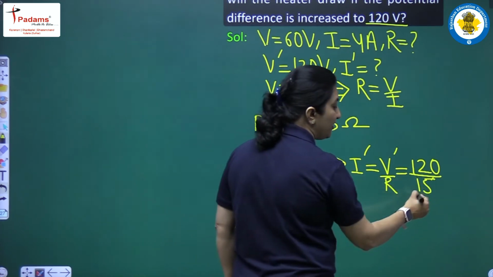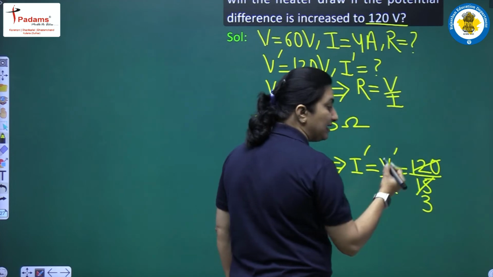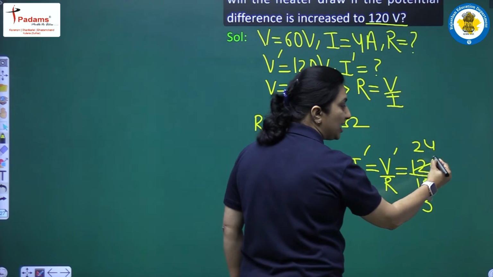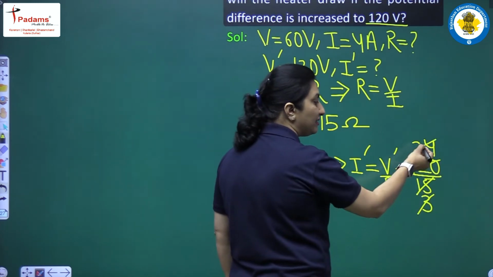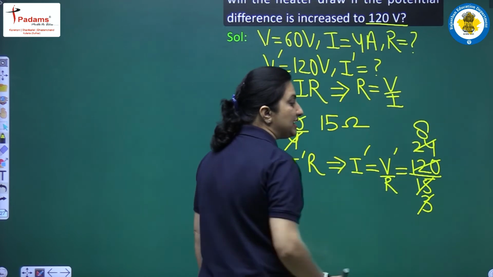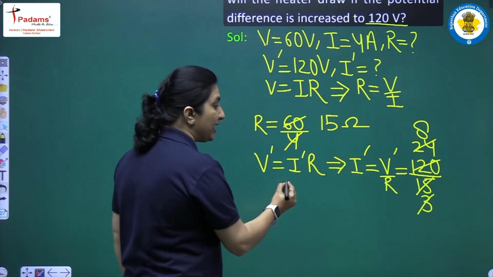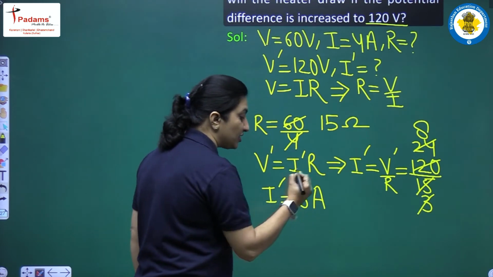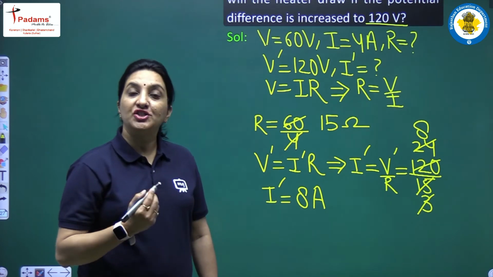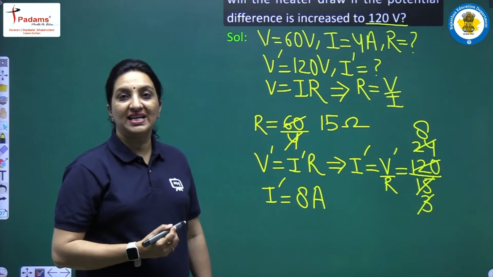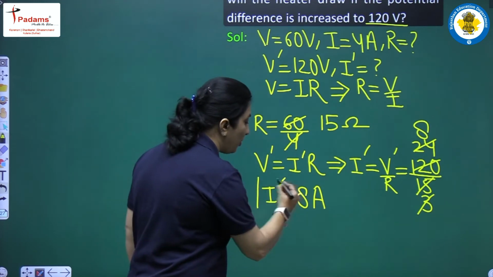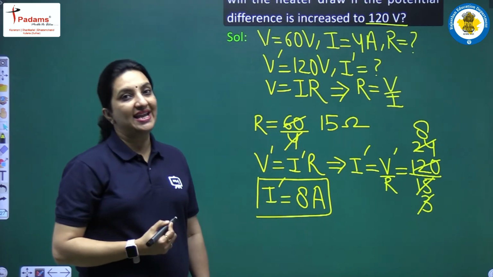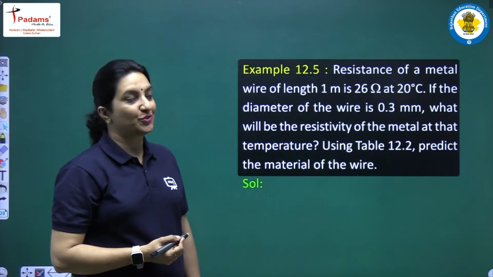If I divide this by 5, so 5 3s are 15, and here I'll have 5 2s are 10 and 5 4s are 20. If I divide this by 3, then 3 8s are 24. So what we get is that the current drawn now is 8 amperes. So what we see is that if the potential is increased for the same device, then the current drawn also increases. Initially it was 4 amperes and now it is 8 amperes. Now let's see the next question.